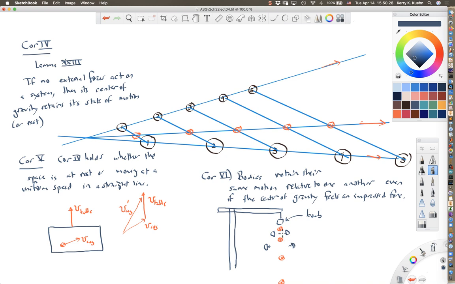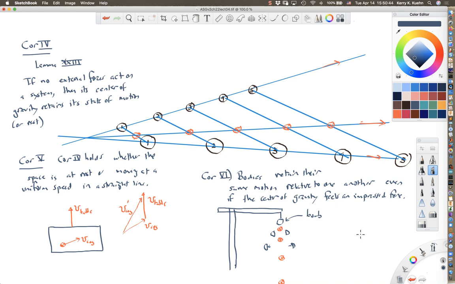So in other words, if I were to take a camera and drop the camera with it, those two would be moving relative to one another in the same way as if the entire system was not falling. That's what he's claiming in Corollary 6.